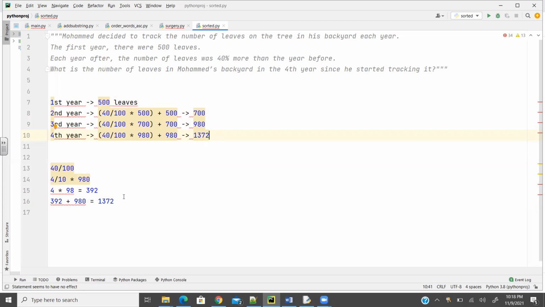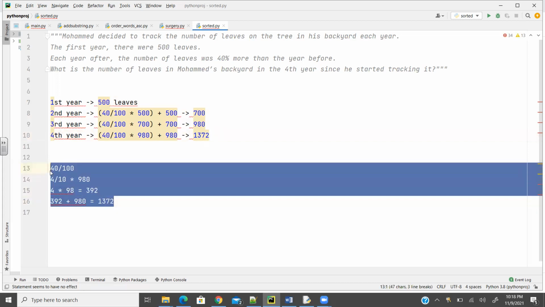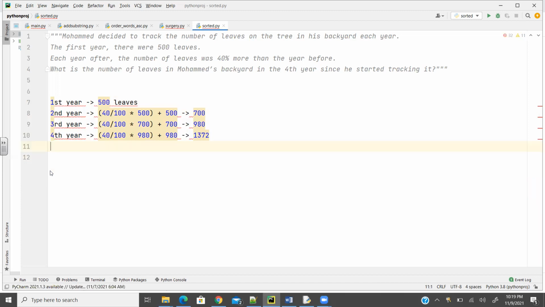So guys, you go from one year to the other, find out what the increase is. So the increase is based on the value that you got from the previous year. So having got that increase, you need to add it to that number that was already existing from the previous year, and you just continue until you get to the desired year, the 4th year. So that's the thinking. Okay.